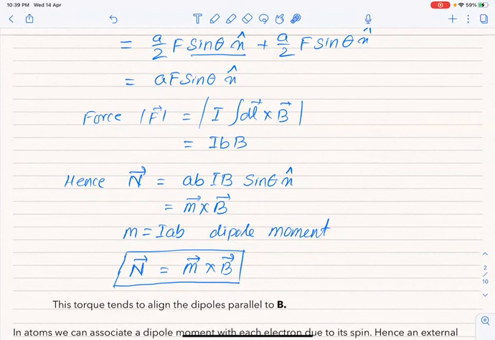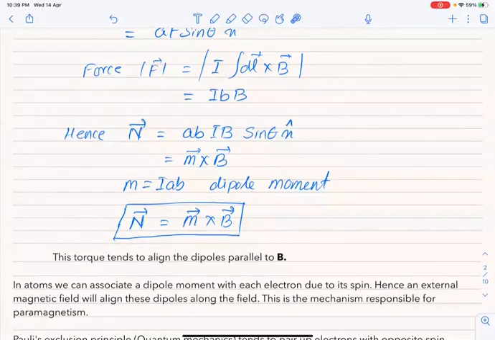Now, what is the effect of this torque? This torque tends to align the dipole parallel to B. That's very understandable because of this cross product. Now imagine, as I already told you, that for each atom you can associate a dipole moment with each electron due to its spin. So you have a dipole moment associated with spin. Any external magnetic field will align, or tend to align, these dipoles along the field. This is essentially the mechanism responsible for paramagnetism.